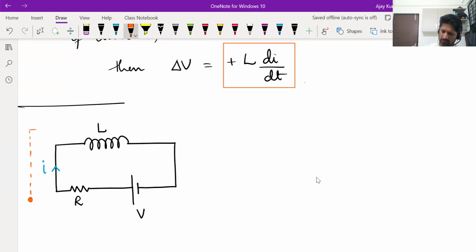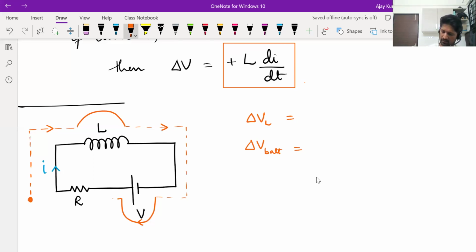If you move clockwise, the first element you will come across is the inductor. You have to write the expression for change in potential across the inductor. For moving also, the direction is important. As you continue moving this way, the next element you come across is the battery. You're moving across the battery in this direction. Write the potential change across the battery.